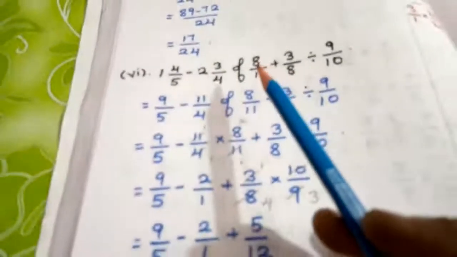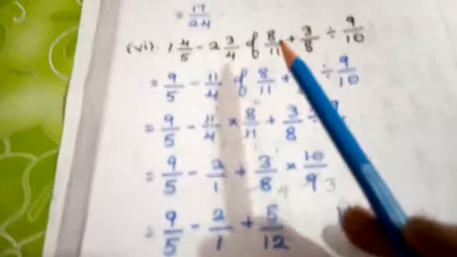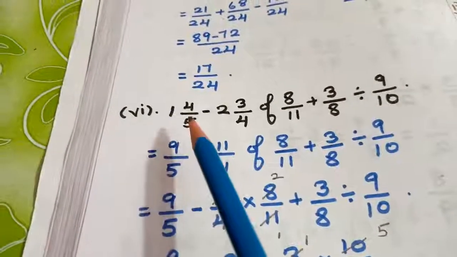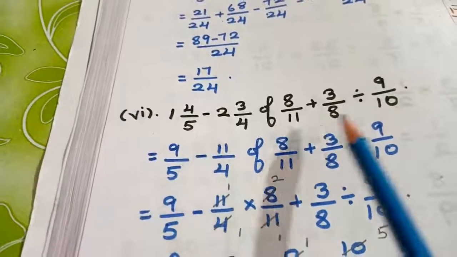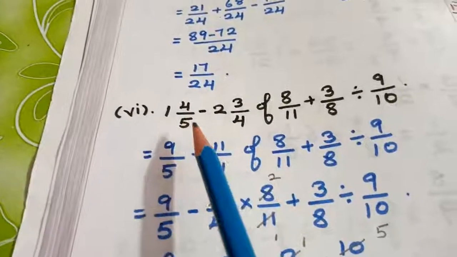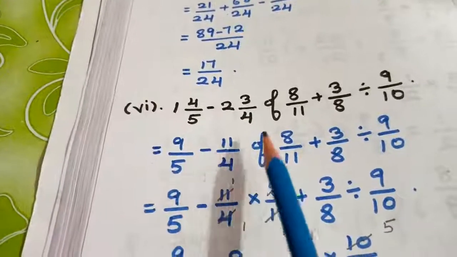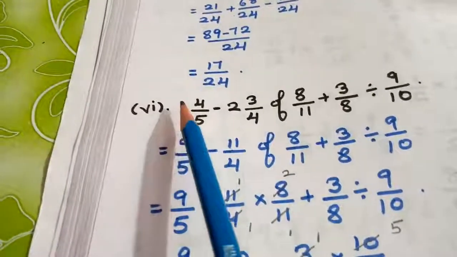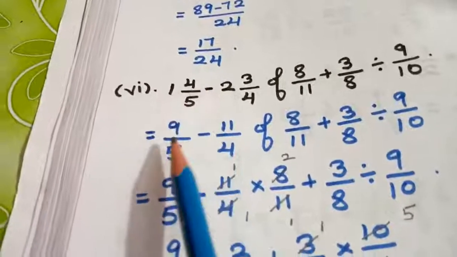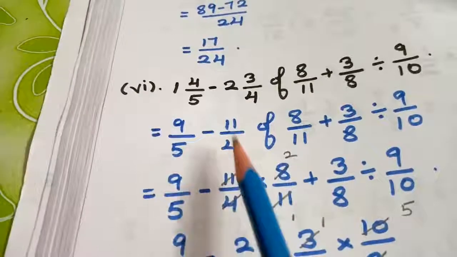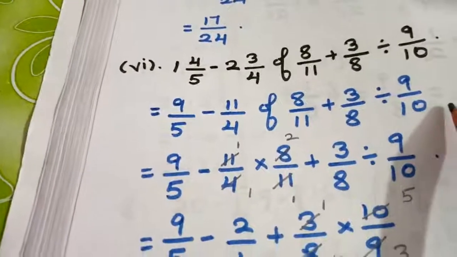Coming to question number 6 here, students. If you see this question, the values are given in the form of fractions and also mixed fractions. First, convert the mixed fraction into improper fraction. Just convert this mixed fraction: 5 ones are 5, 5 plus 4, 9 by 5. Similarly, convert these two mixed fractions into improper fractions. Write the remaining operations as it is.